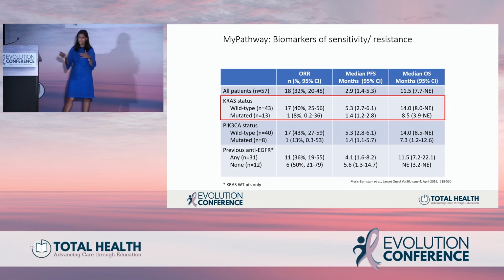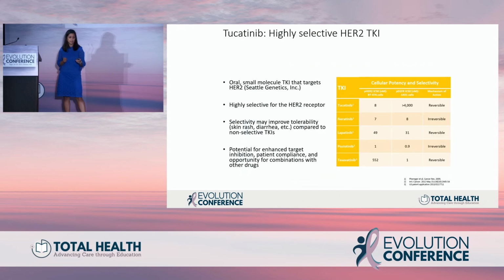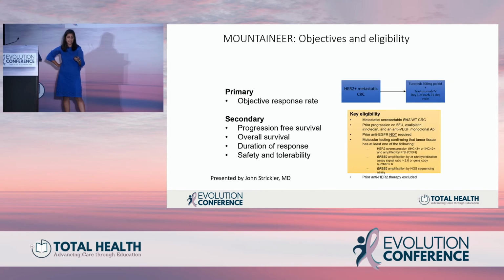Will I use it in the later line? Yes, because there is a small subset of patients that may benefit, but the dogma is that HER2 is a resistance mechanism for anti-EGFR therapy. So what is now at the FDA, which hopefully we'll see approved soon and should be in the guidelines in the next few months, is tucatinib plus Herceptin. And this was the Mountaineer study.